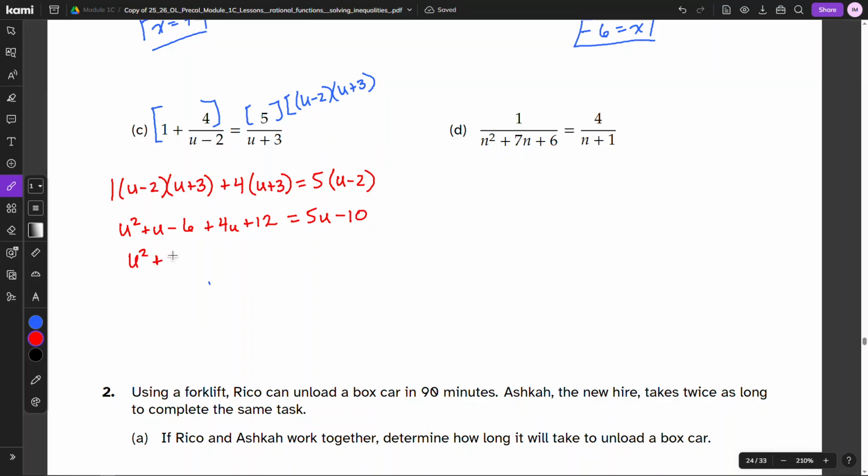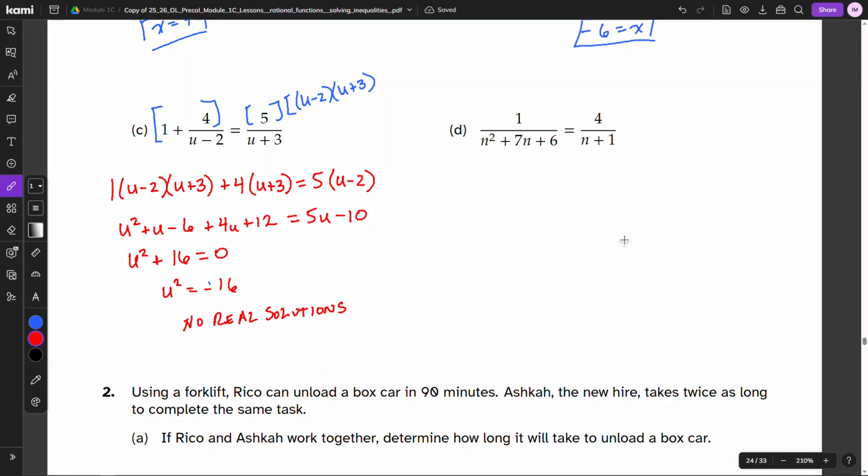So we're going to have u squared plus 16 needs to equal 0. So therefore, u squared needs to be negative 16. And this would tell us that we have no real solutions. There are no real solutions for this particular equation. That just means that 1 plus 4 over u minus 2 never equals 5 over u plus 3.